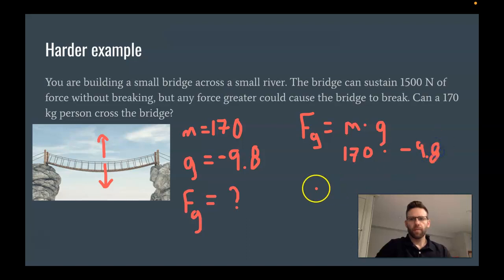All right. And so that equals, bring up my calculator. It's always hard to multiply numbers that have decimals. Can't do that very easily off the top of my head. 170 times 9.8 is 1,666. All right, that's too much. This person has too much mass. That's a negative number, right? So this number is greater than this number. That means this person cannot cross the bridge. They have to find some other way to get across.